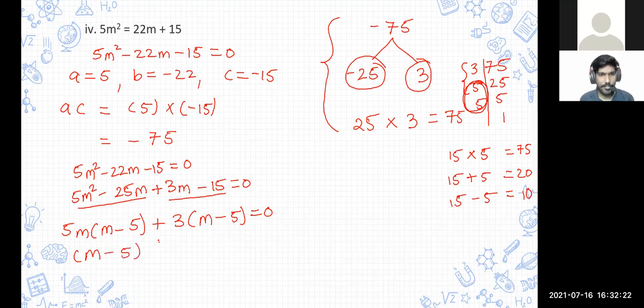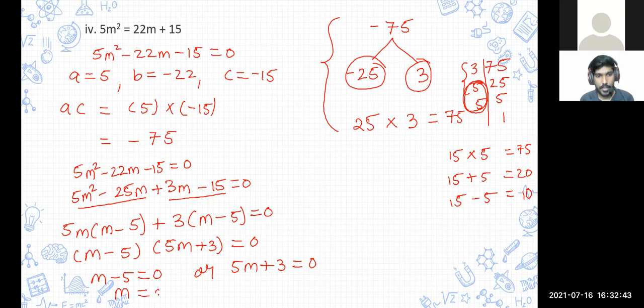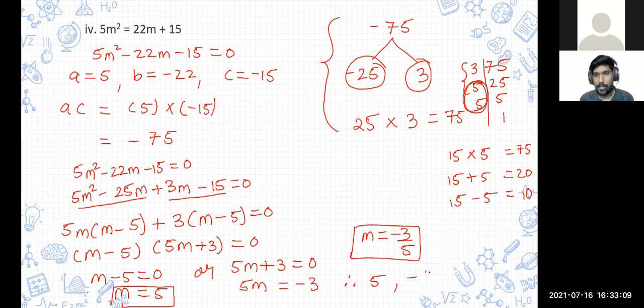So this is m minus 5 and 5m plus 3 equal to 0. So here you will have m minus 5 equal to 0 or 5m plus 3 equal to 0. Now in the first equation, take minus 5 on the other side. So m will be equal to plus 5. In the second equation, you take plus 3 on the other side. So you have 5m is equal to minus 3. And this 5 is in multiplication here. So when you take 5 on the other side, you'll have m is equal to minus 3 upon 5. So you see, you've got the two values for the two solutions. So therefore, 5 and minus 3 upon 5 is the solution.